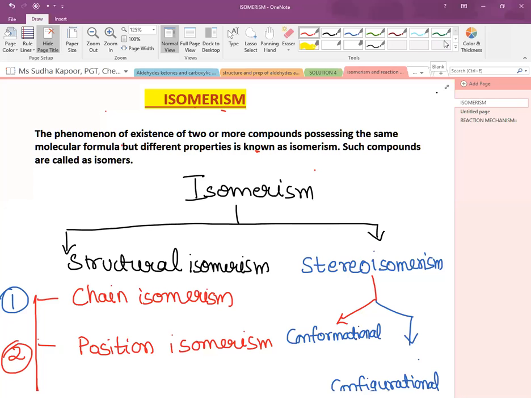Hello children, in today's video we are discussing the topic isomerism, reaction mechanism and the various reaction intermediates in organic reactions. So first of all, our first topic is isomerism.